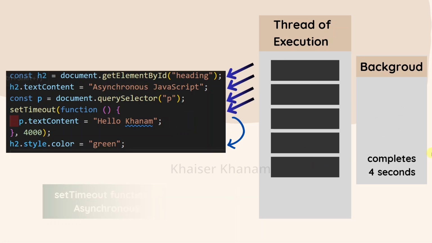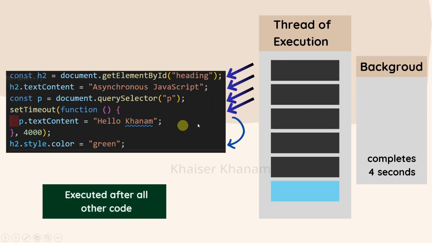So after 4 seconds, when my timer completes, whatever callback function I have registered will be executed inside the thread of execution. You can see, this callback function will be executed only when all the code, whatever I have below this setTimeout, is completed.